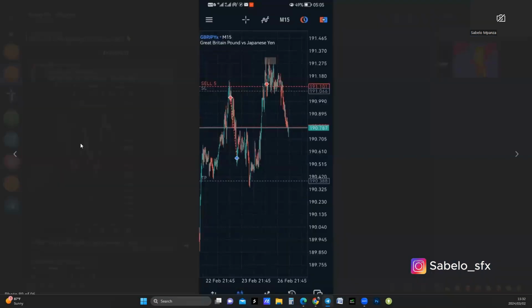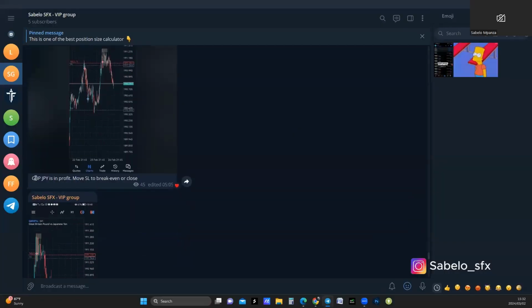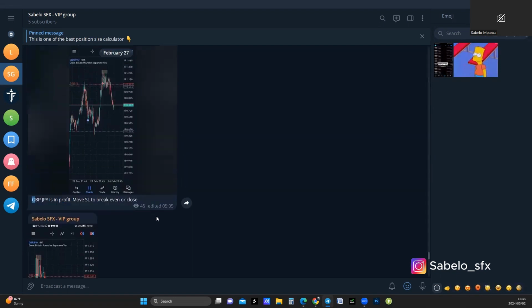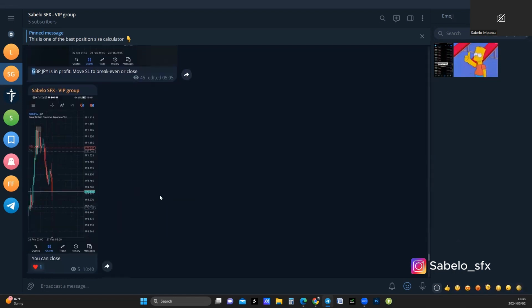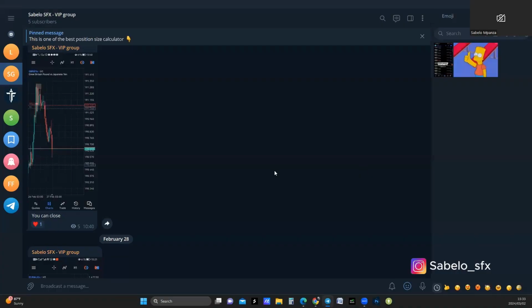Okay. And then GBP JPY, it started tripping to the upside and then eventually it went down, decided to move stop loss to break even. As you can see, I told them to move stop loss to break even or close if you are happy with your profit. Because some of my clients, they are happy with 1:1 R, but I prefer waiting for like 1:1.5 or 1:2. So let's continue. Then on the following day, in the morning, market dropped even more on GBP JPY.